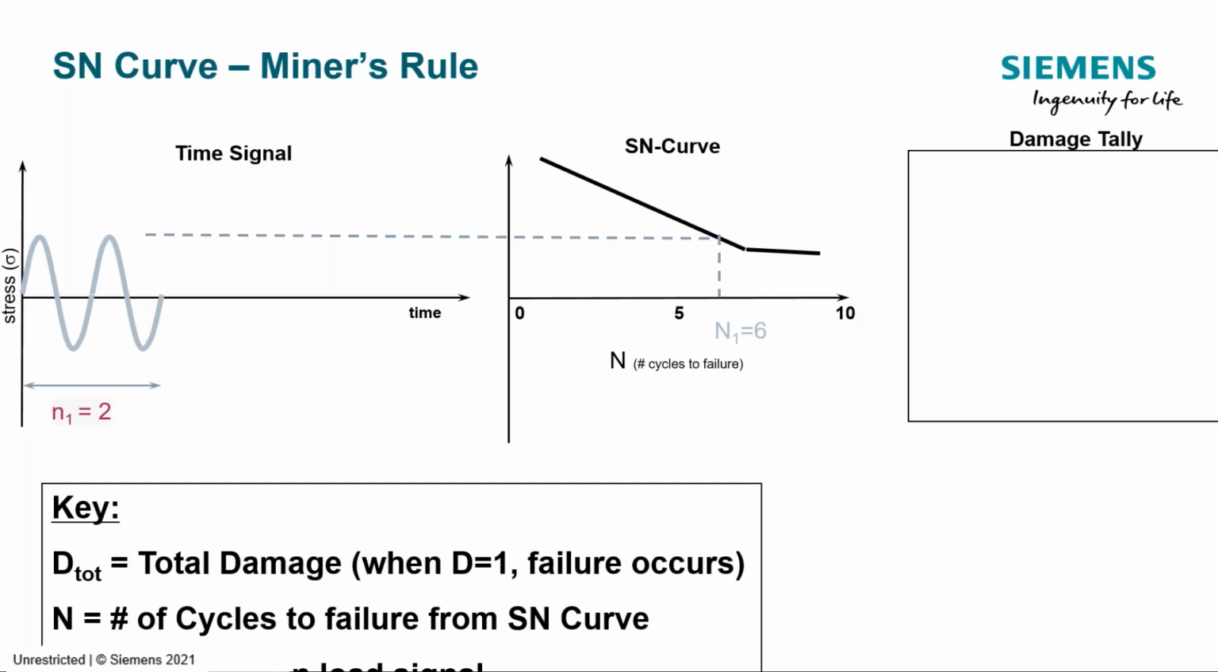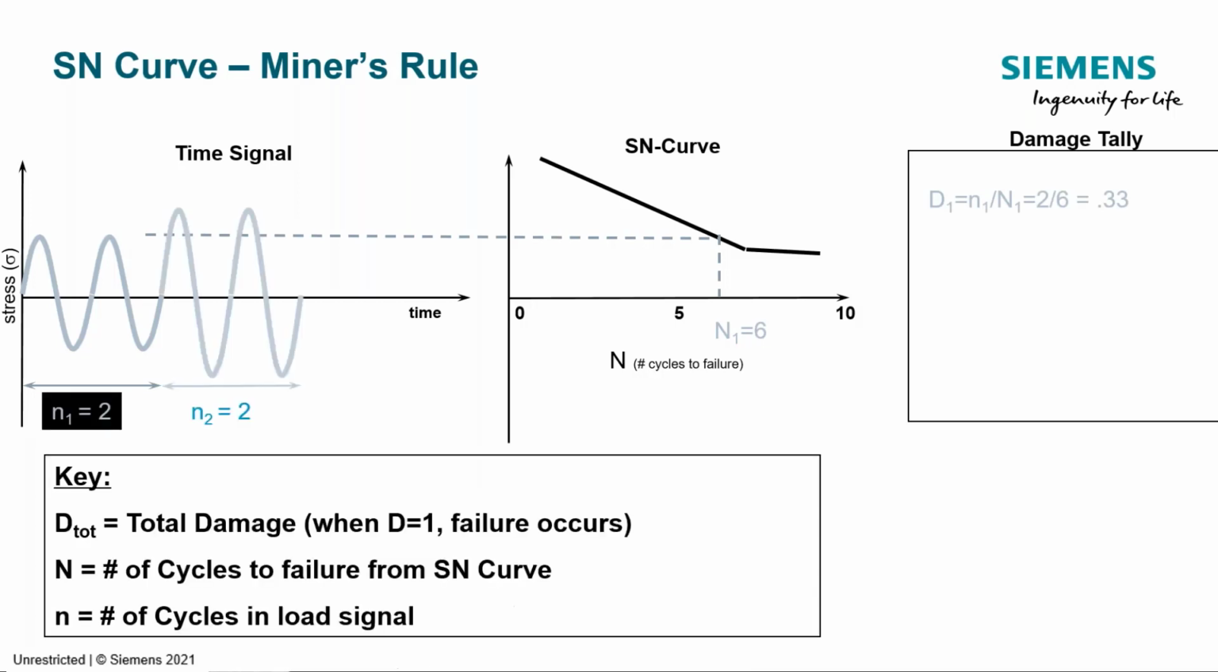Remember, an SN curve is cycles to failure from a constant amplitude load. In this case, it's 6. So my damage is just 2 divided by 6. Then I take a bigger waveform, and I got 2 cycles of that, but it's bigger, so it's not going to last as long. So that's 2 divided by 4, and that's 0.5. I add that together. Linear damage model, we just add it together.